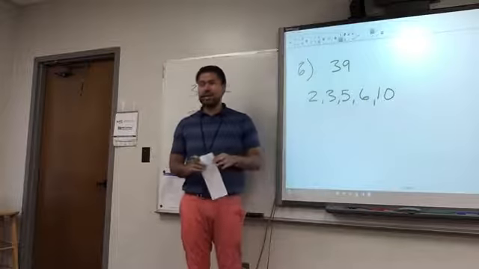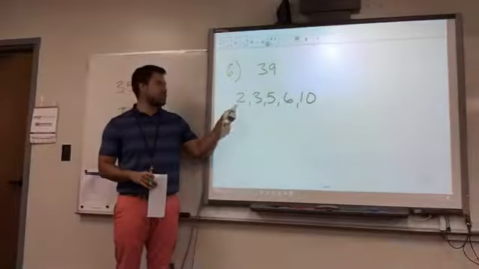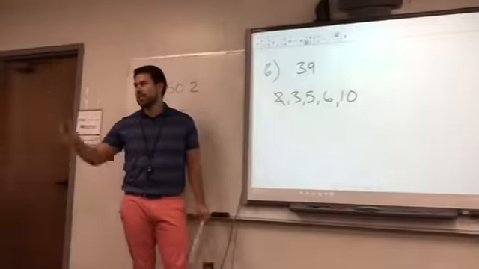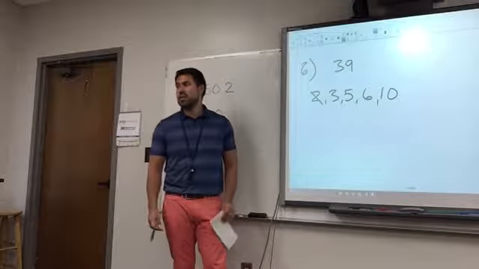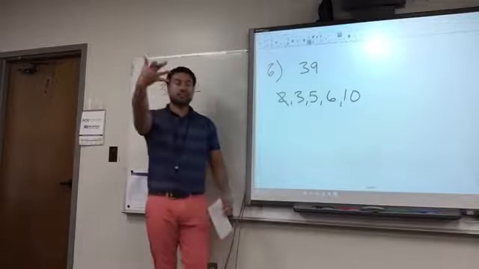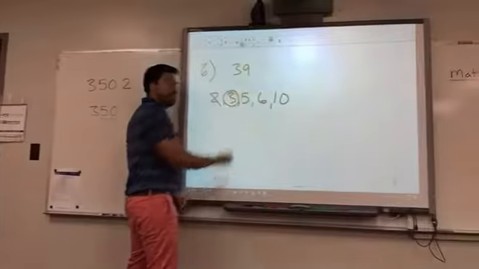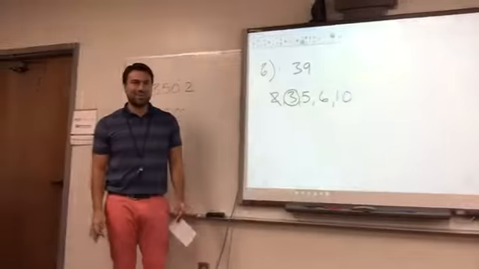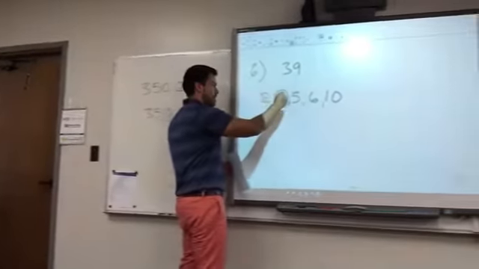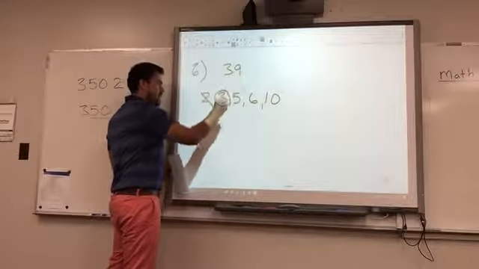Is 39 divisible by 2? No. Does anyone know why not? Because it has to end in an even number. Okay, good. Is it divisible by 3? Yes. Why? Because 3 plus 9 is 12, and 12 is divisible by 3. Good. So the sum of these digits is divisible by 3.